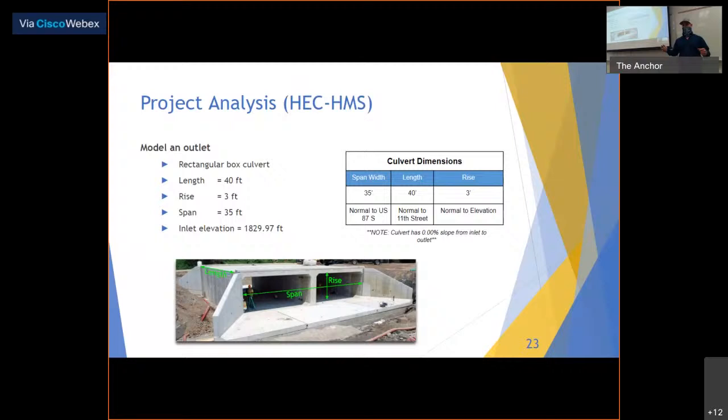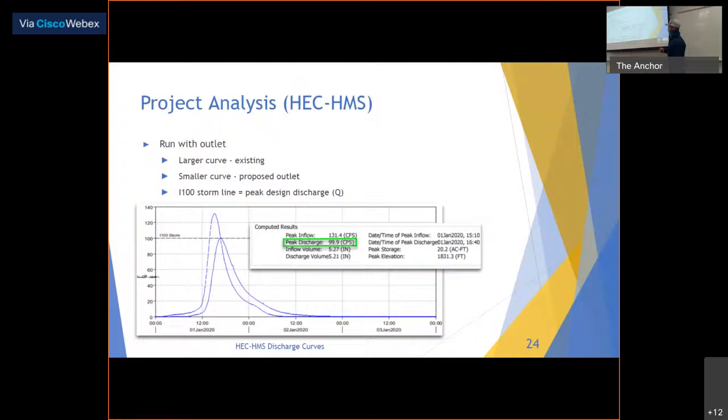Here are the runoff curves for the culvert. The larger curve represents what is existing at the site. So we have 131.4 cubic feet per second flowing into the site. And the smaller curve represents what our culvert is going to drain. And that is going to drain 99.9 cubic feet per second, which exceeds our design peak discharge of 99.02 cubic feet per second. And the design flow is represented by the I-100 storm line.